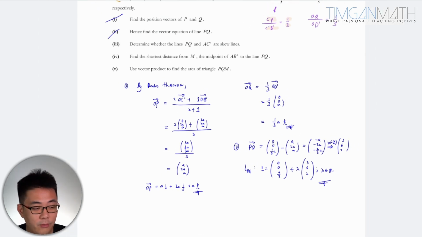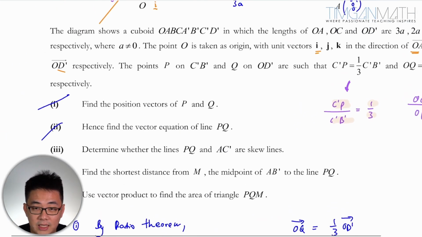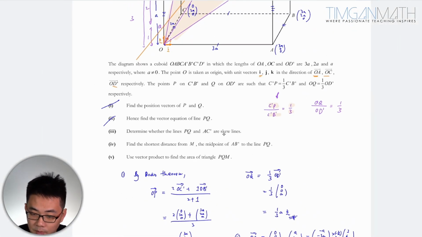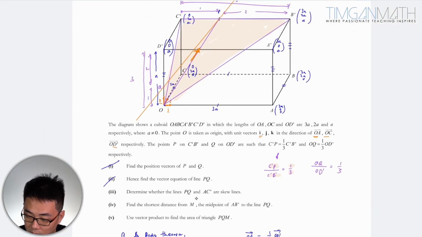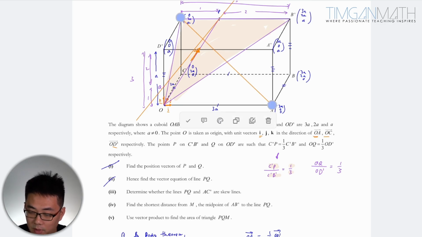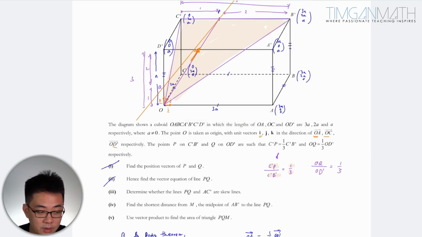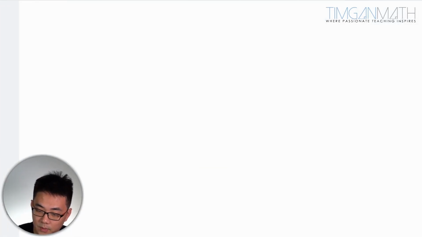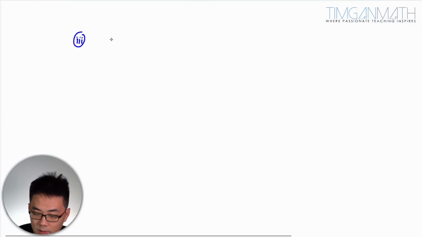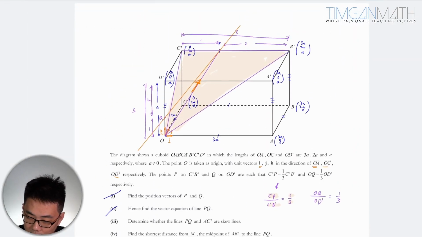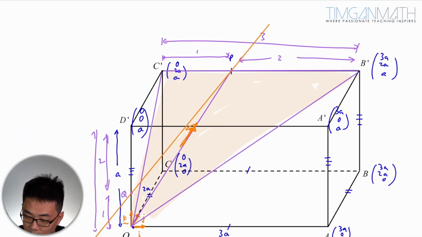Okay, so let's look at part 3. So part 3, determine whether PQ and AC prime are skew lines. So I think the first thing, PQ and AC prime. Where's AC prime? Okay. So the question now is whether they are intersecting or not, right? So we're going to just find the line AC prime first. So first thing is I'm going to write is part 3. I'm going to take my OC prime, which is actually just, what was it? 0, 2A and A.